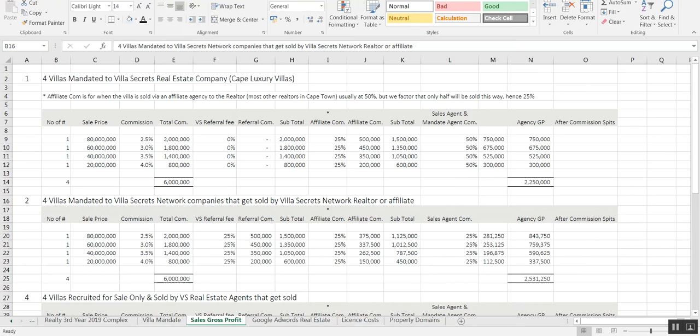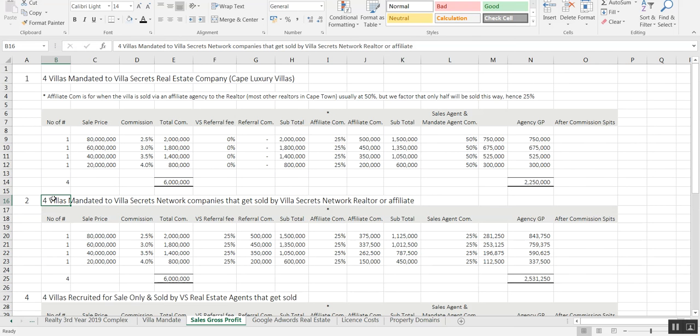Okay, let's get back to where I was. Now, yeah, okay, this is it. So that's the Villa Seekers Network. Four villas mandated to the Villa Seekers Network companies. So four villas that get mandated to other companies that will be sold by the Villa Seekers Real Estate Network company. Now, the idea is there's only one or two real estate companies, and they can buy out other companies and make sub-companies. The general idea is one would be a local company who's the best locally, and one would be one of the international brands, either Christie's or Sotheby's.